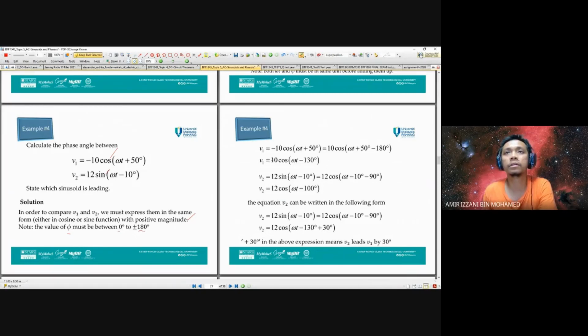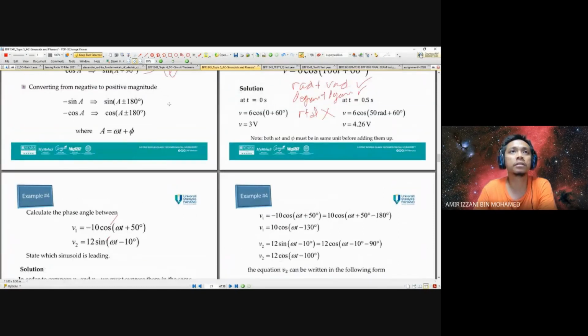So for example, if you want to compare in cosine form, we convert it into positive first. From cosine negative, how can we convert to positive? Just use this one, minus 180, and we'll get the angle minus 130 degree for V1.